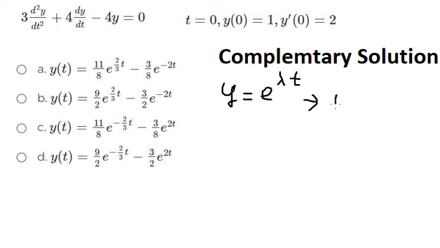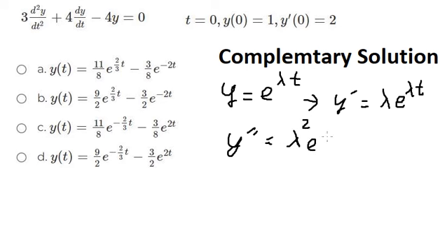So if we do the first derivative, we have lambda e to the power of lambda t. Because if we do the first derivative of this one, we keep e to the power of lambda t. Then we do the first derivative of lambda t, and you get lambda. That's why we have lambda in here. If we do the second derivative, we will have lambda square e to the power of lambda t.